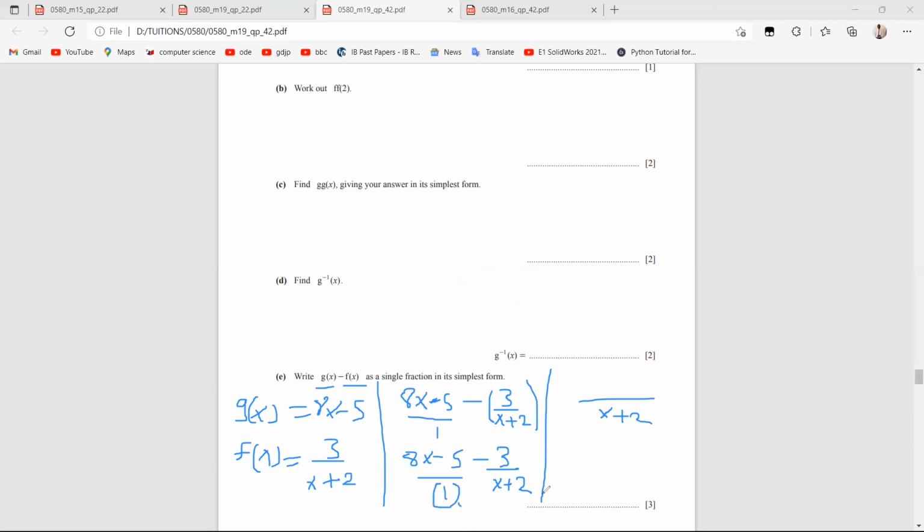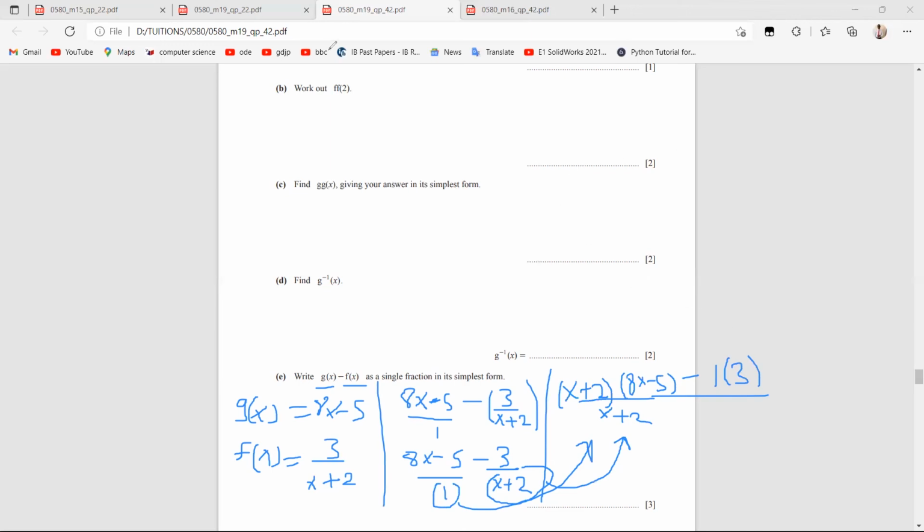Then we check. 1 goes into x plus 2 how many times? It goes x plus 2 times, right? And this is supposed to multiply 8x minus 5. Okay. And then we have the second part of minus 3. So we check x plus 2 goes into x plus 2 how many times? It goes 1 time. So 1 times 3. Okay. There it is. So let me just change my color of pen.